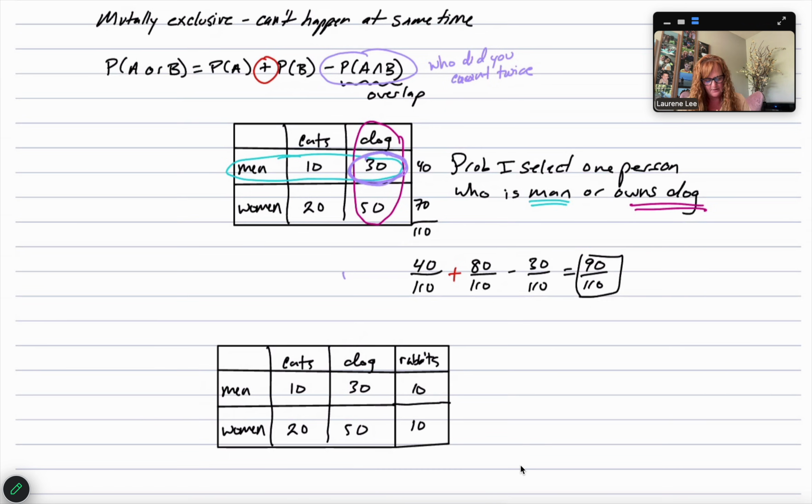Let's say there's 10 men who have a rabbit, and 10 women who have a rabbit. So now we've got another category. So let's say, for example, I say, what's the probability that I randomly select one person, and that one person owns a cat or owns a dog?